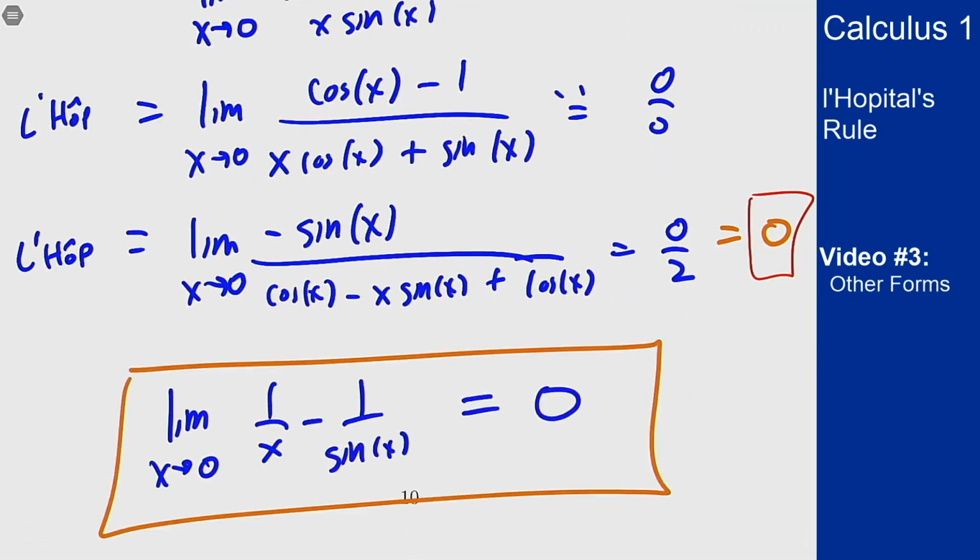Those are a couple other forms that exist that are indeterminate that you can solve by L'Hopital's rule as long as you do the appropriate manipulation first. You have to first get it in the form 0 over 0 or infinity over infinity, and then you can apply the rule like normal to evaluate these indeterminate limits.